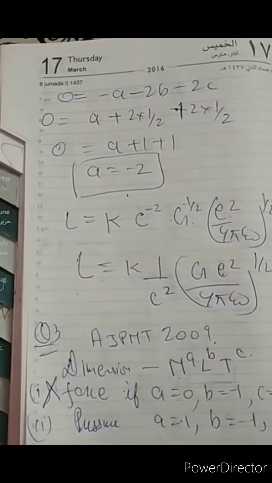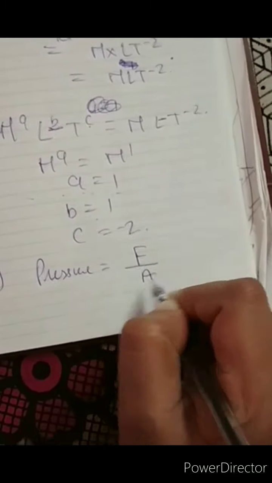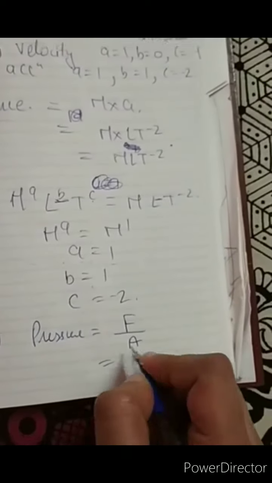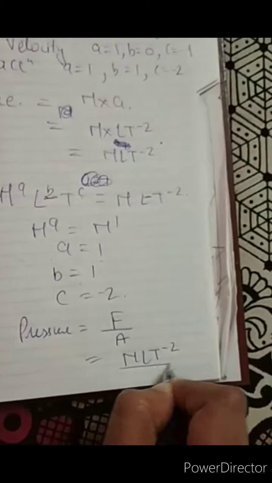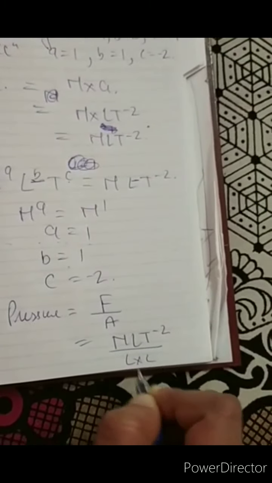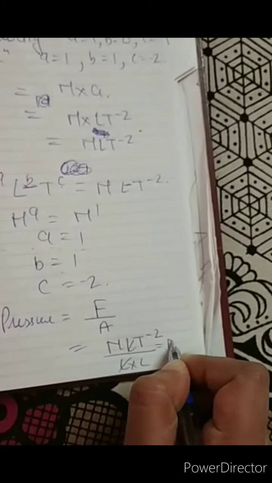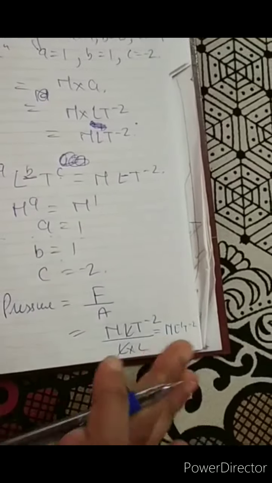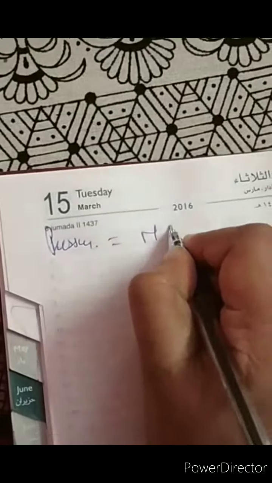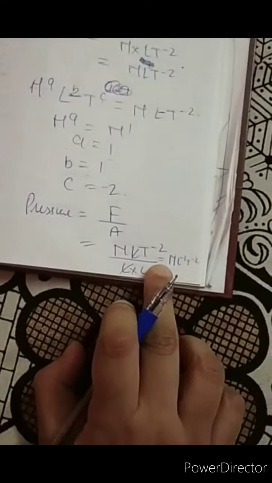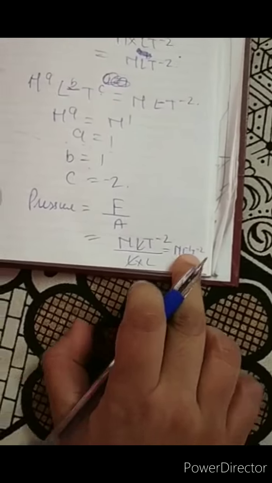Second is pressure. What is pressure? Pressure is equal to force per unit area. Force we just derived, force will be MLT minus 2. And what about area? Area is length into length, so for pressure you will get M L minus 1 T minus 2, correct?